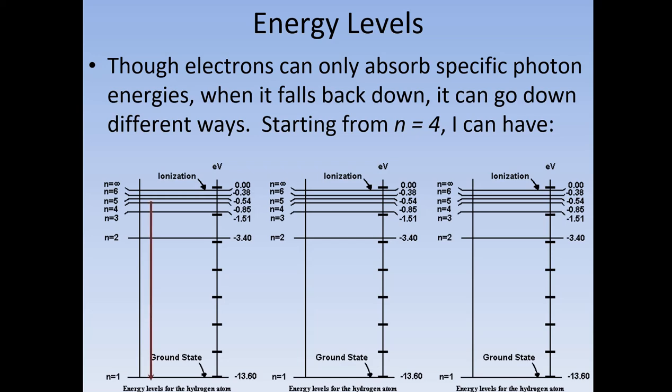So there's 1 going from n equals 4 to 1. I could also go from 4 to 2 and then 2 to 1. I could also go 4 to 3, 3 to 1. In addition, not only can I do 4 to 3 and then 3 to 1, I can do 4 to 3, 3 to 2, 2 to 1.